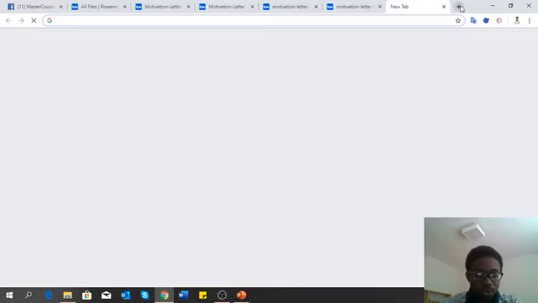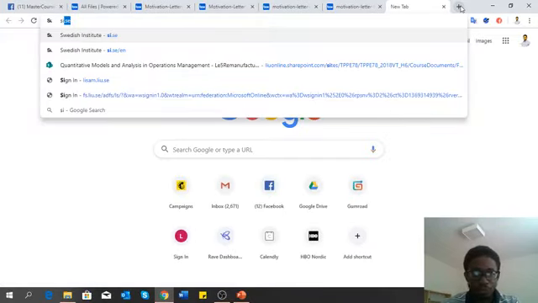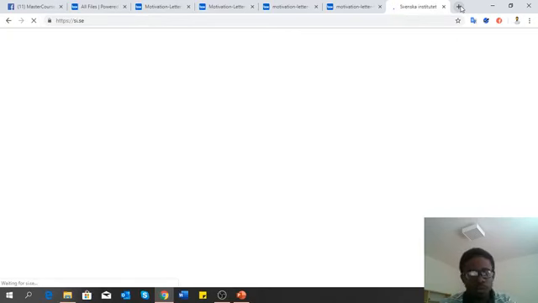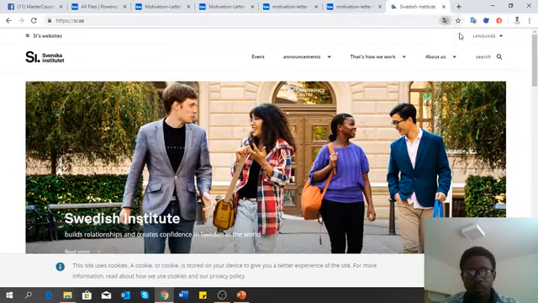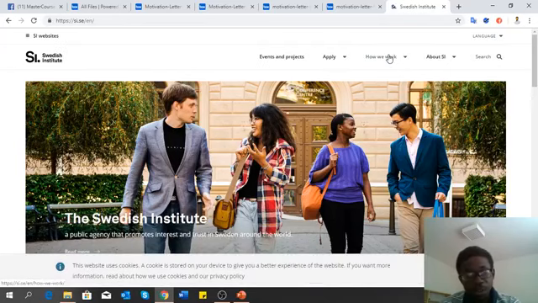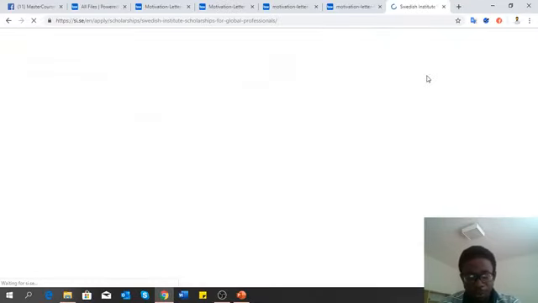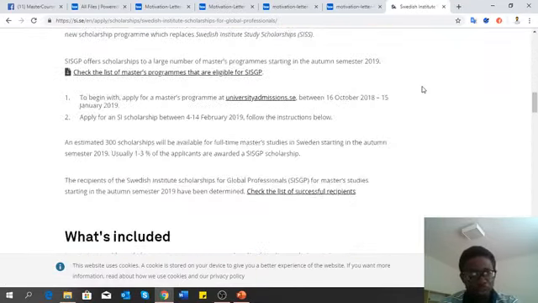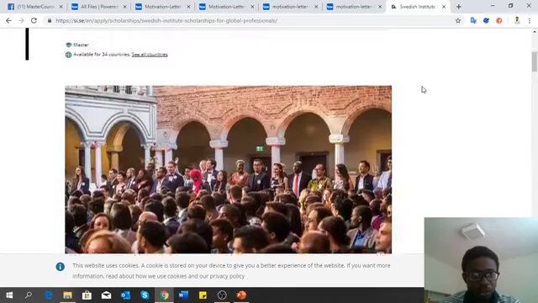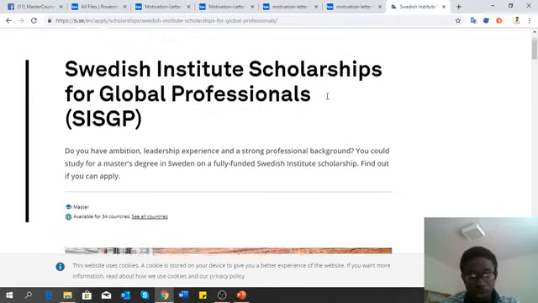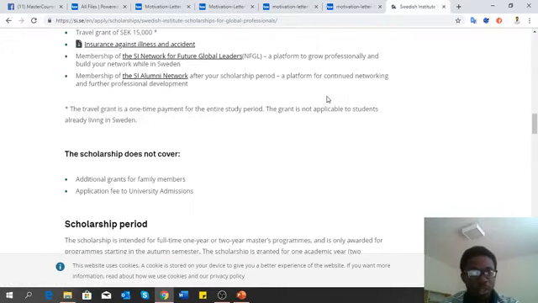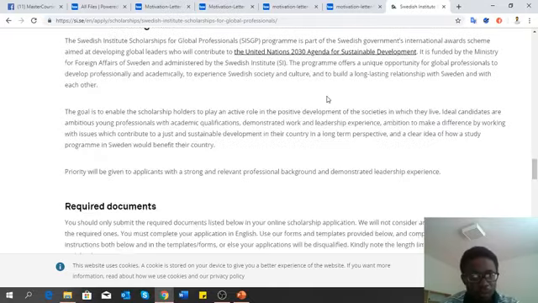If you go to the SI scholarship website, you'll discover that over these sessions, I'll be making lots of references and going back to the SI scholarship website because it's very important. This is where all the information is. You just need to keep checking and keep updating yourself on whatever new information they release. This is the page for the Swedish State Scholarships for Global Professionals, so you need to check this webpage regularly.